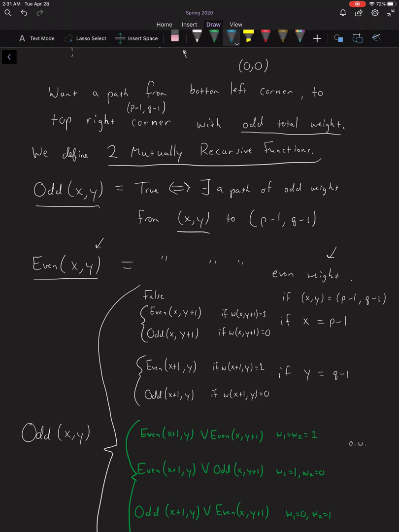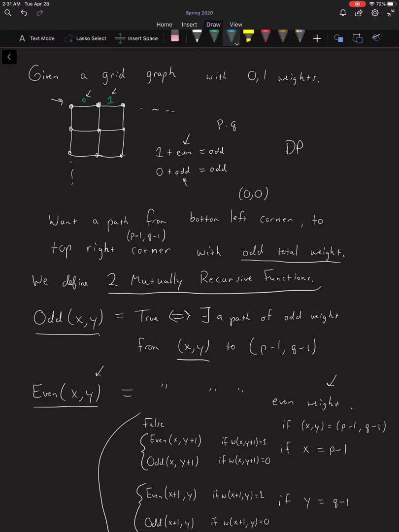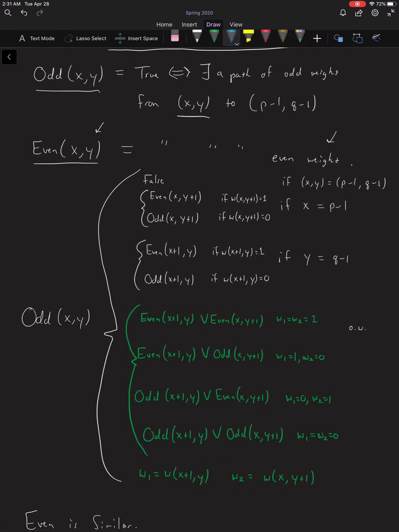So the reason we're going to find this mutually recursive is because to solve the odd problem, we have to solve the even problem as well, and vice versa. And then what we finally want at the end is we're going to plug in odd of 0, 0. And that's exactly what we want to solve. So we can figure out the recursive equations for this general odd x,y function.